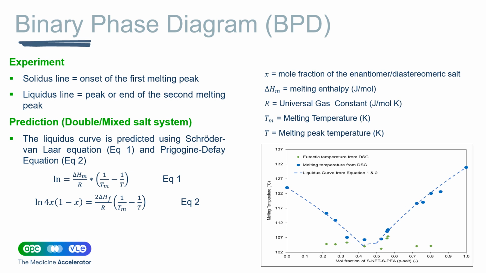To predict the liquidus curve and understand the solid-liquid equilibrium, we apply the Schroeder-Van Laar equation, which is equation 1, used for describing the melting behavior of the solid solutions and eutectic mixture. The Prigogine-Defay equation, equation 2, is applied to account for deviations from ideal solubility and phase interactions in multi-component systems. These thermodynamic models help determine whether the system forms a double salt or mixed salt, providing crucial insights into the crystallization behavior of ketoprofen salts.